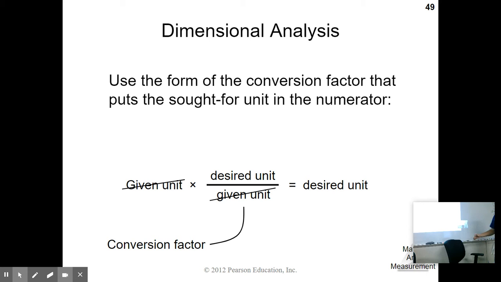Okay? So, in this really generic kind of setup, you have your given unit, multiply it by the conversion factor. Your desired unit, if you're just doing a one-factor conversion, it's going to go up top, and your given unit is going to go on bottom. By doing that, we can then cancel out the given units and end up with our desired units. Very generic, very straightforward.